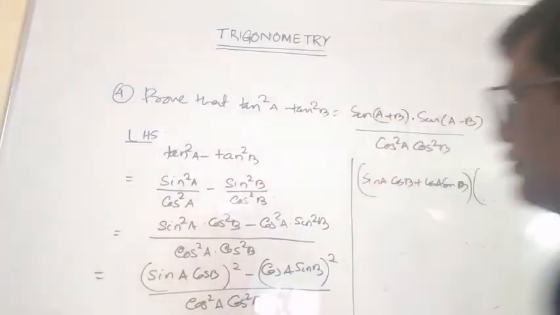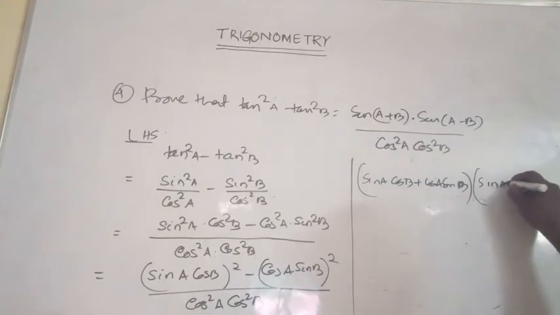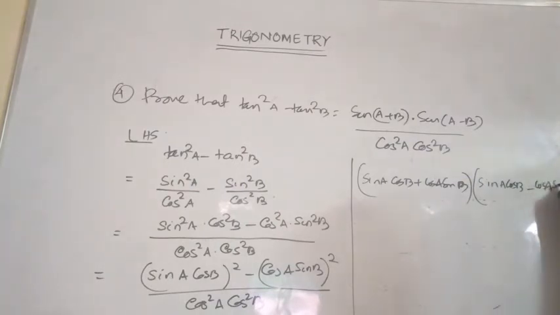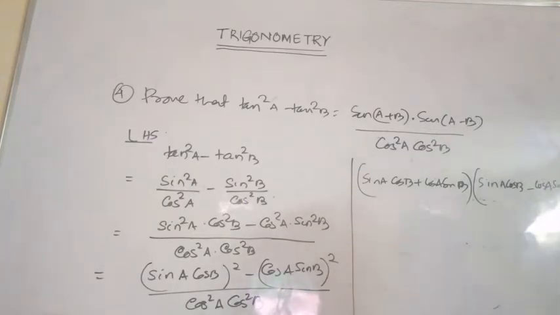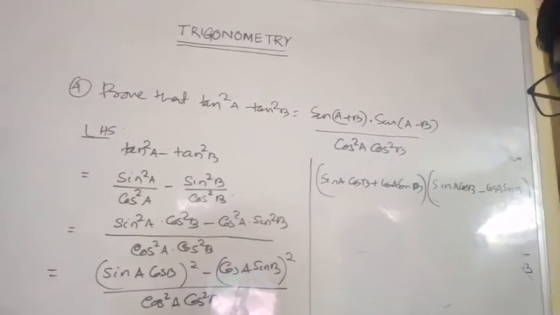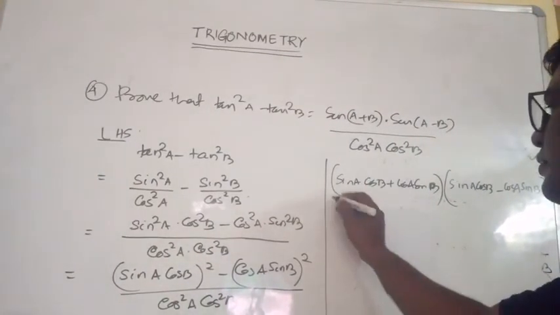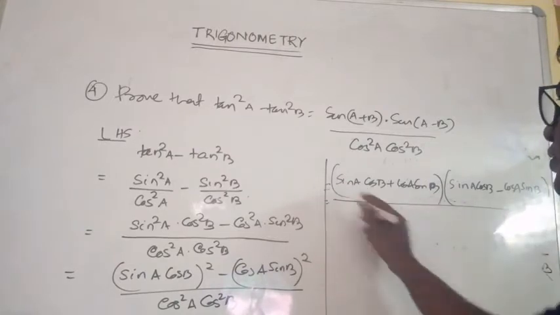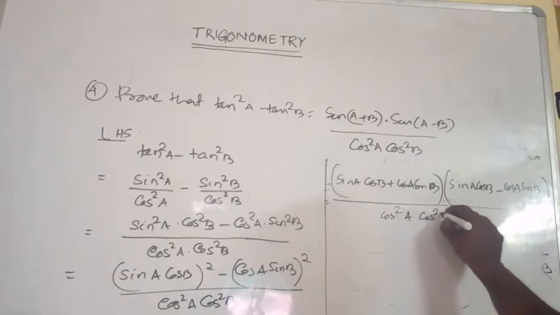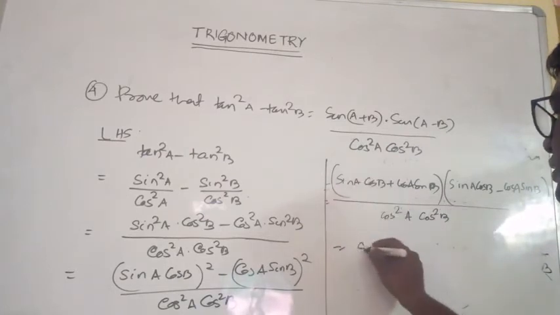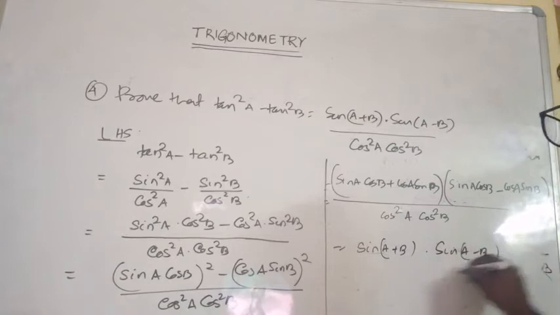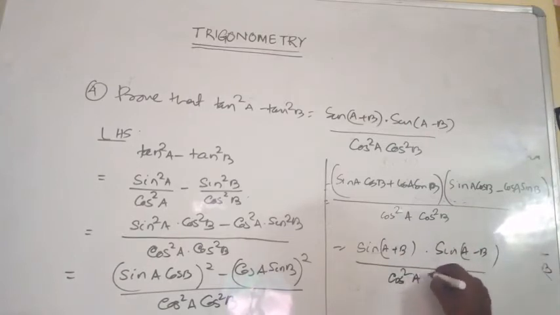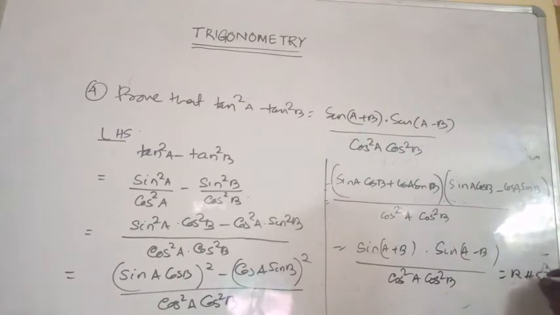sin A cos B minus cos A sin B, divided by cos square A into cos square B. So this is equal to sin A plus B into sin A minus B by cos square A into cos square B. So it is RHS. Okay.